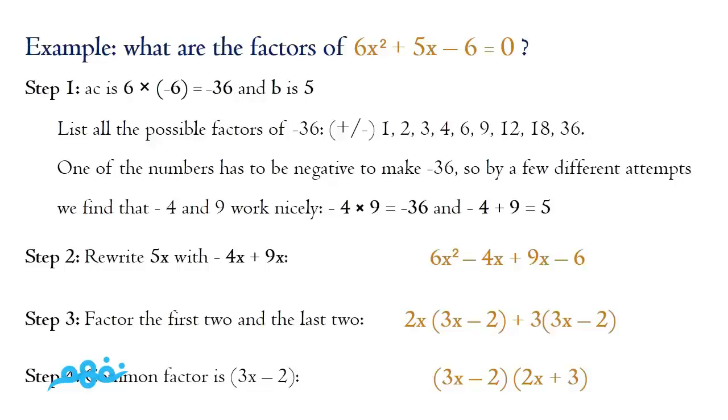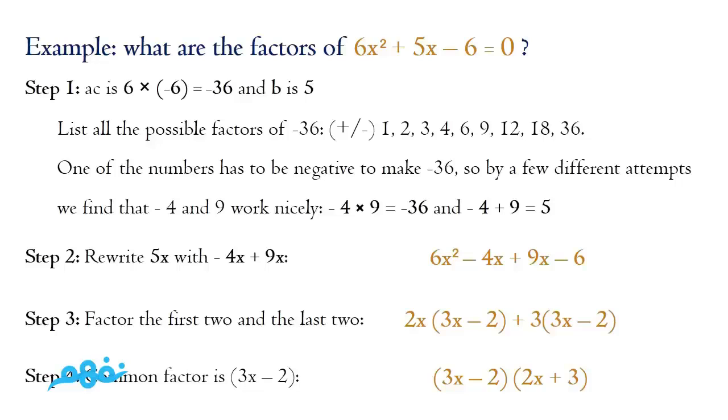The first step is to find the AC of this function, the value of a multiplied by the value of c, which here is 6 multiplied by negative 6 equals negative 36. And the b of the function is positive 5. Then list all the possible factors of negative 36. What can be the factors of negative 36? It can be 1, 2, 3, 4, 6, 9, 12, 18, and 36. All of these values can be positive or negative.